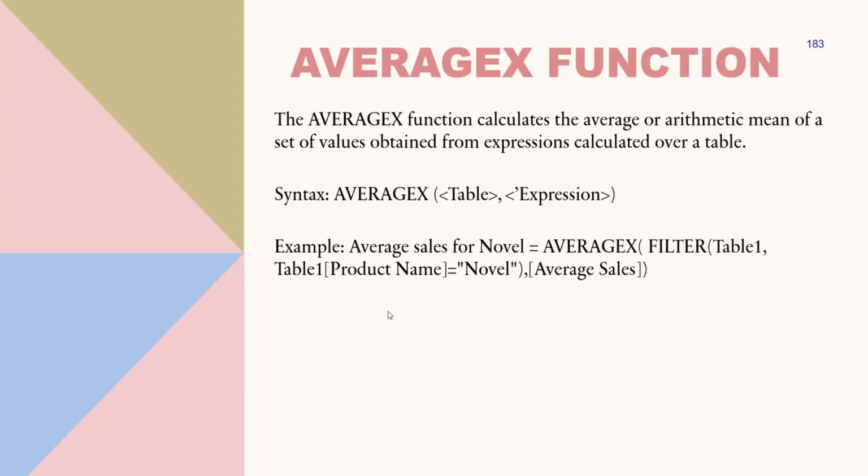So our next function is the AVERAGEX function. This function calculates the average or arithmetic mean of a set of values obtained from an expression and calculated over a table. In this case, the average function also accepts two parameters, table and expression. Here you can see the example. It will calculate the average sales for the product equal to Nobel. Now let's see how we can use the average function in Power BI.